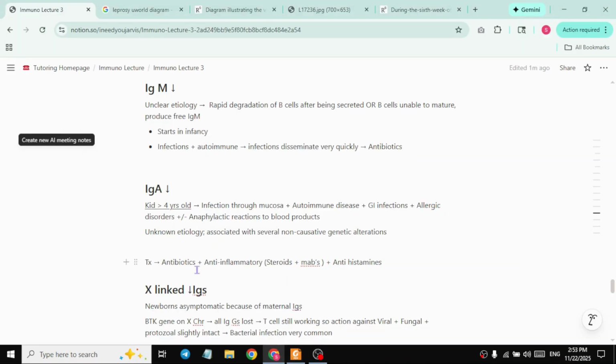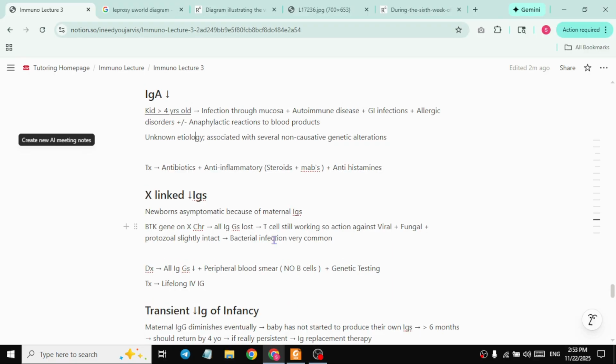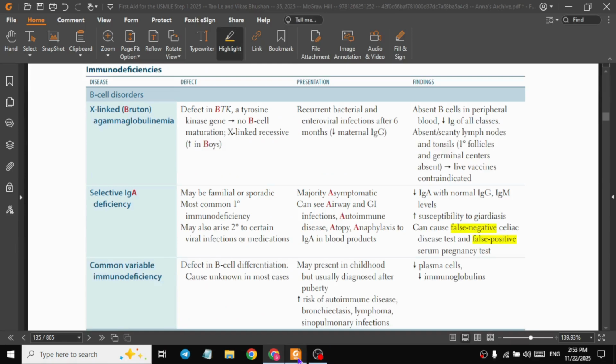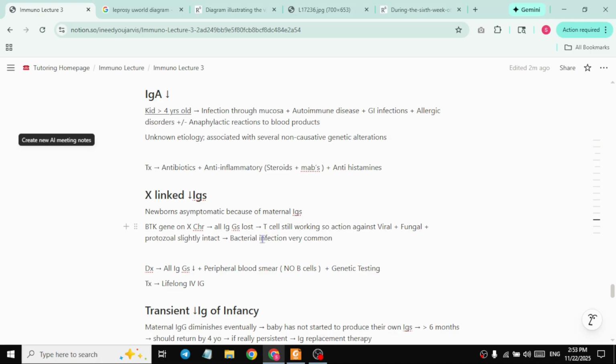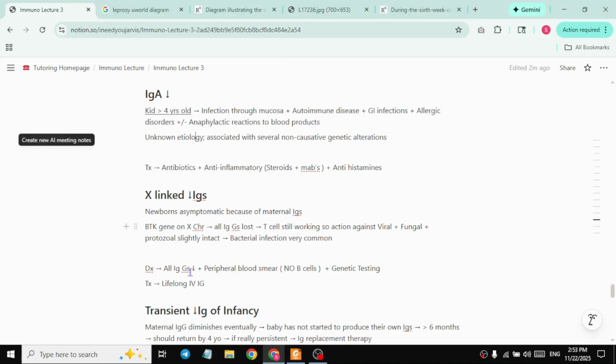All right. So how are you going to manage them? Antibiotics for their infections, anti-inflammatory for their autoimmune diseases, right? And antihistamines for general anaphylactic reaction or anything like that. Okay. So I hope I've covered all of this. Now comes X-linked or Bruton's agammaglobulinemia, right? Now, if you look at this, they've given you the gene, the BTK gene, okay? I don't think they've mentioned the chromosome. I think it might be 11 or 6 or something. Just look for that one.